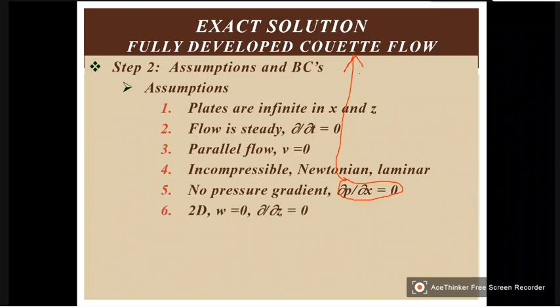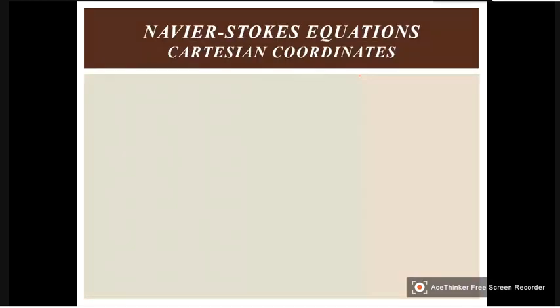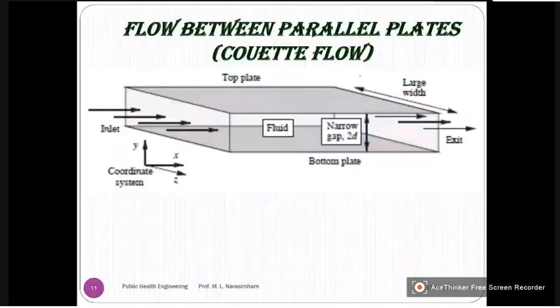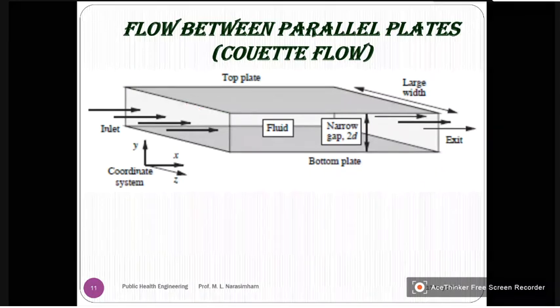Then the next assumption is the flow is two-dimensional. So that means, again going back to this figure, we have x and y. So there are no variations with respect to this z direction.